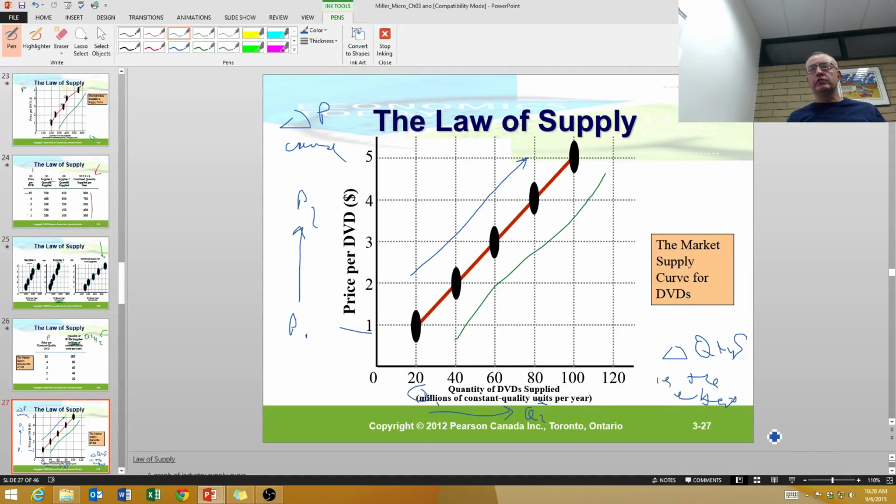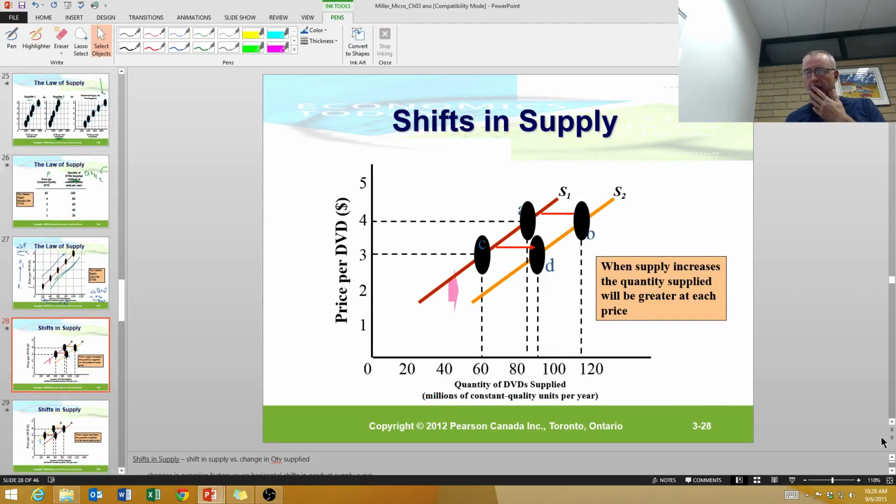Okay, so likewise, similarly to the demand curve, we can have movements along the supply curve due to changes in price, but we can also have changes in the horizontal location of the supply curve. We can have shifts in the supply curve. And when we have shifts in the supply curve, it's due to a non-price change. So what's an example here?